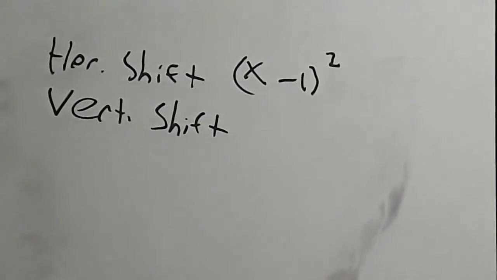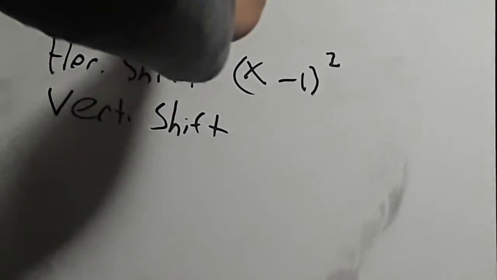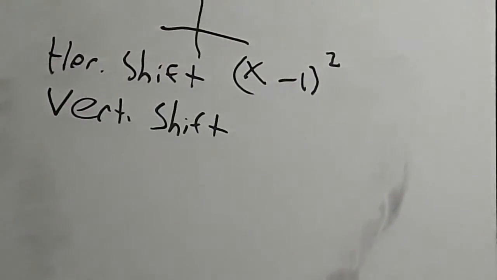An example of a horizontal shift is something like (x minus 1) squared. Now, let's compare it to the graph of x squared. So, if you want to know what type of shift it is, if you don't know off the bat whether it's a horizontal or vertical shift, just know this. A horizontal shift will always be attached to the function inside of it.